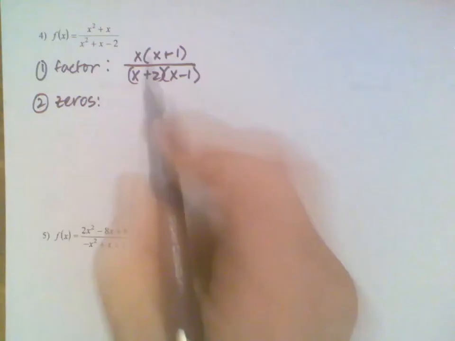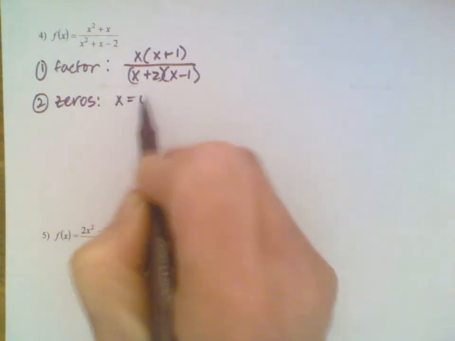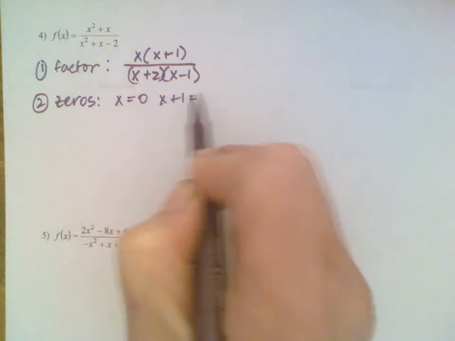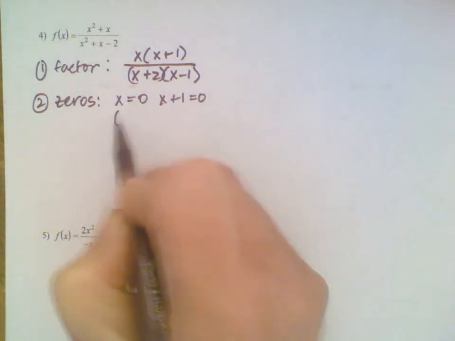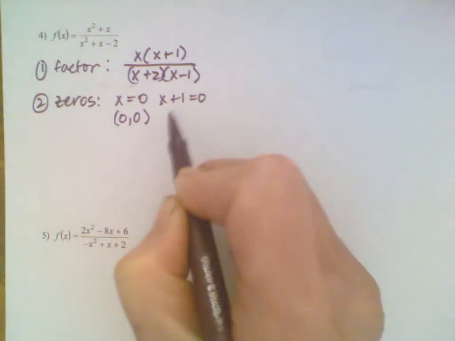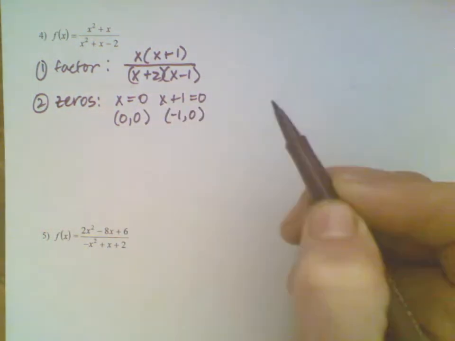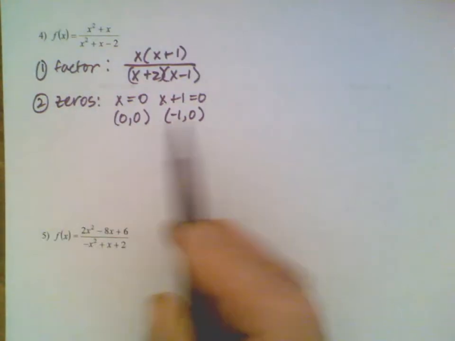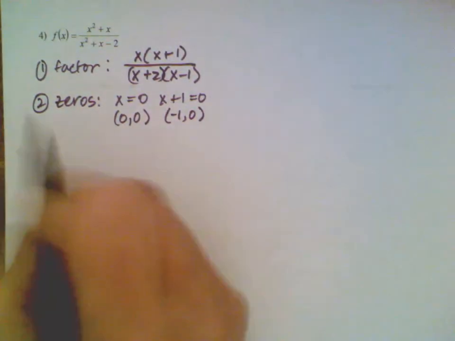My zeros are setting the numerator equal to 0, so x equals 0 and x plus 1 equals 0, which means that I have (0, 0) as one of my zeros, and I have (-1, 0) as my other zero. So this one crosses the x-axis in two locations.